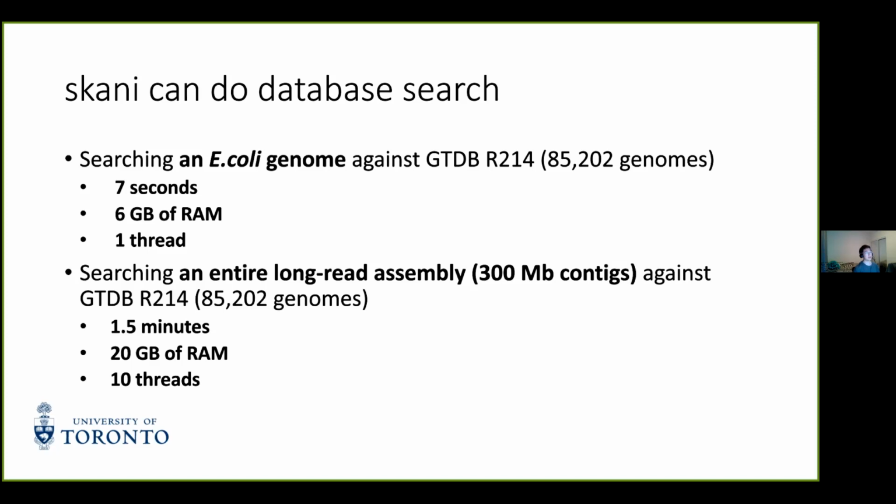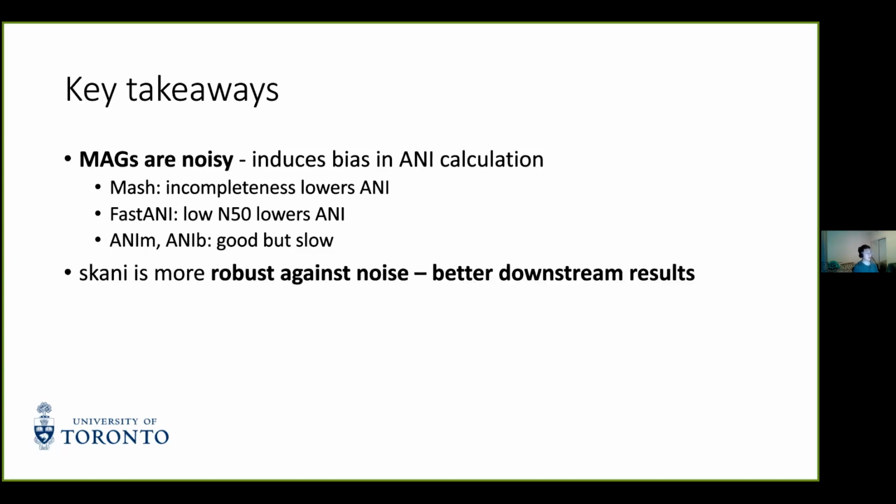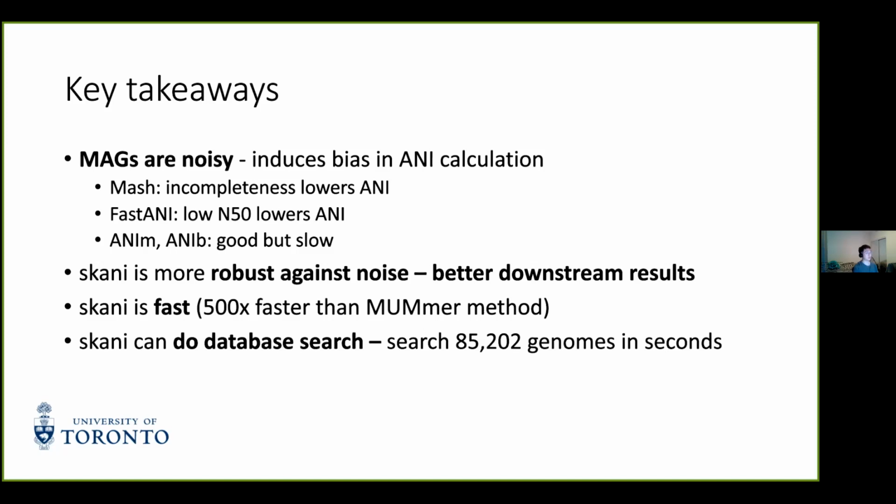Something like fastANI has no such k-mer filter or ANI filter built in, so it would take a lot longer. So the key takeaways are that MAGs are noisy, and noise induces biases in ANI calculation that could lead to bad downstream results. Mash incompleteness lowers the ANI a lot, fastANI low N50 lowers the ANI a lot, and the alignment methods are good, but they tend to be slow. Skani offers a method robust against noise that leads to better downstream results. It's a fast method, 500 times faster than the MUMmer-based method, for example, and it can even do database search as well. You can search 85,000 genomes in seconds.